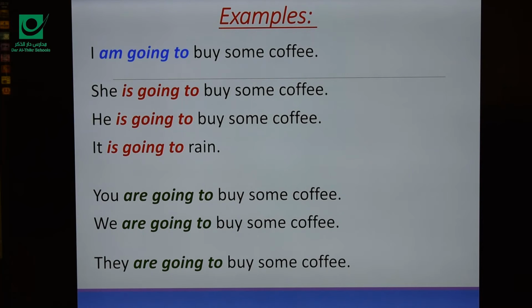Next, let's take some examples. For example, number 1, I am going to buy some coffee. Instead of I am, you can say I'm going to buy some coffee. She is going to buy some coffee. He is going to buy some coffee. It's going to rain. You are going to buy some coffee. We are going, and they are going to buy some coffee. Here we have some examples using be going to to refer to future plans or intentions.